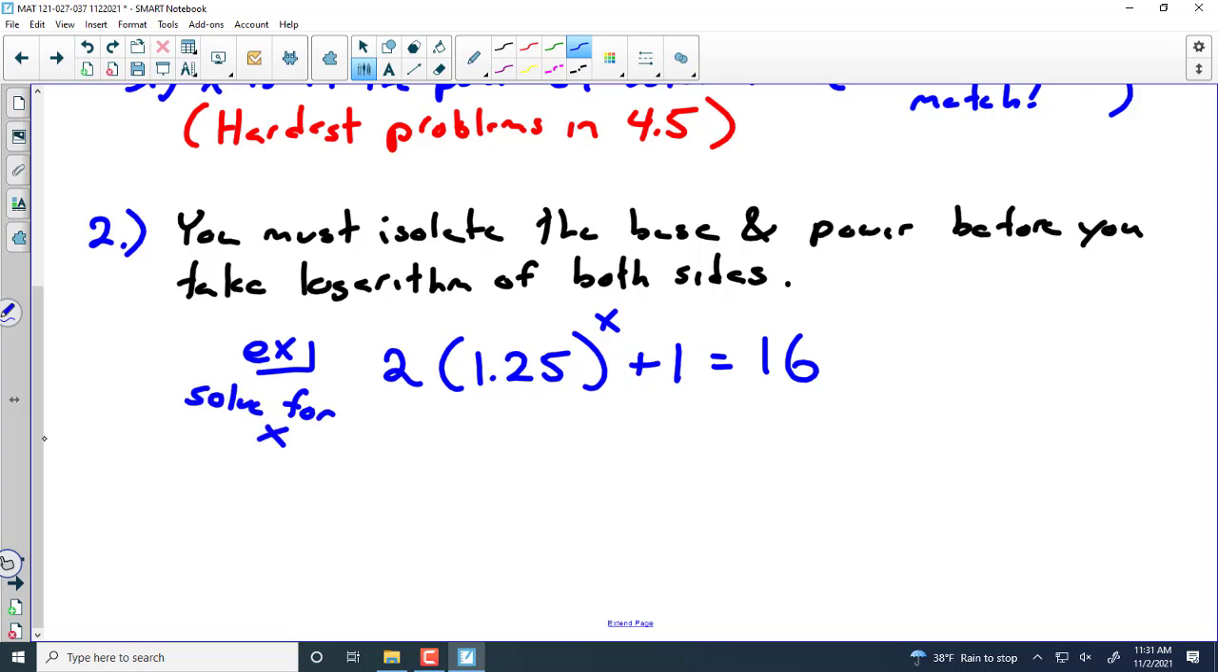The x we're trying to solve for is on a base of 1.25, and it's all mixed in with the equation. What we have to do before we can get that base down by using the power rule, by taking the logarithm of both sides, is we have to get it all by itself. It's not all by itself because it's getting multiplied by 2 and we're adding 1 to it. Does everyone see that? So let's get it alone.